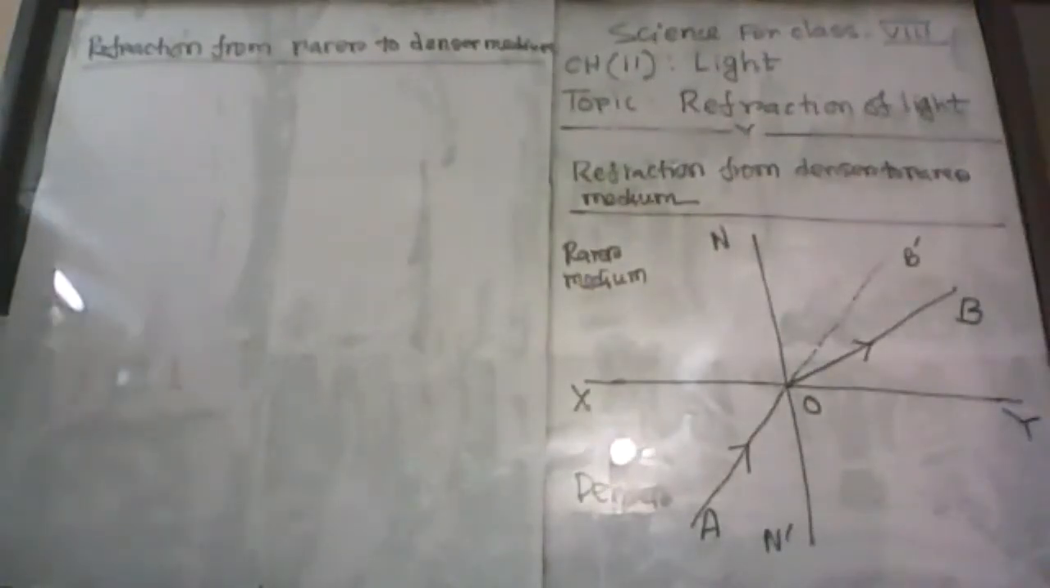So what can we say? We say that if ray of light passes from denser to rarer medium, then refracted light goes away from normal line. I repeat, then refracted light goes away from normal line. Now, what is happening here?